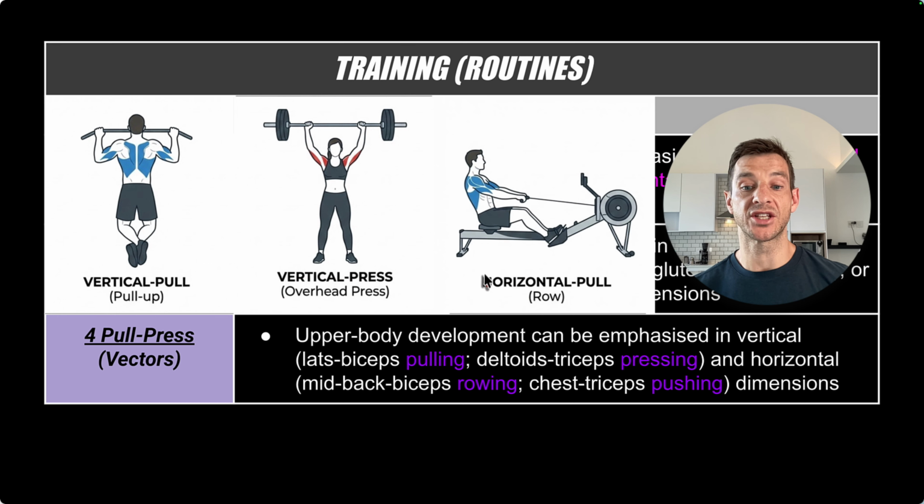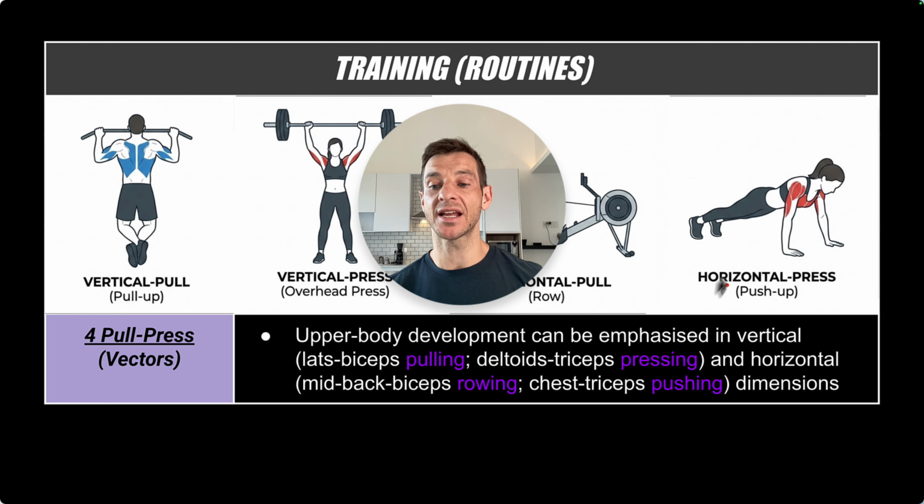An example, and one of many, for the horizontal pull is the row, which focuses on the back and biceps, just as with the vertical pull, but with an emphasis on the mid-back. Finally, an example of a horizontal press would be something like the push-up, which disproportionately helps us focus and develop the chest and tricep muscles, as we can see over here.